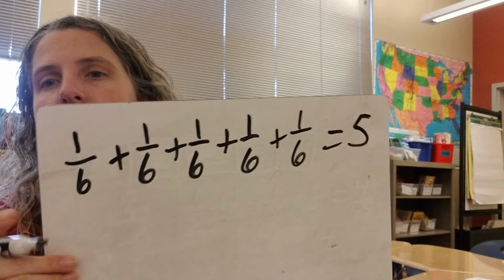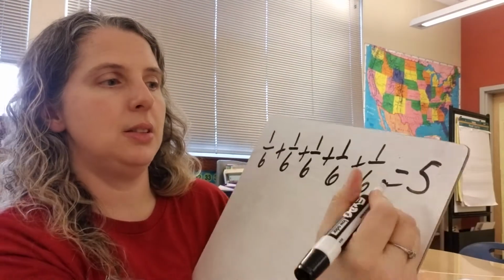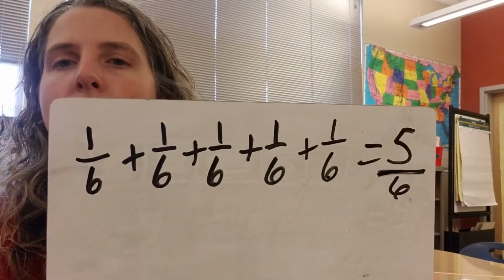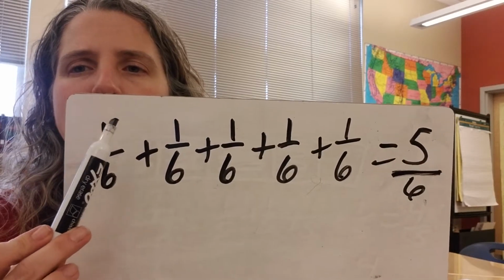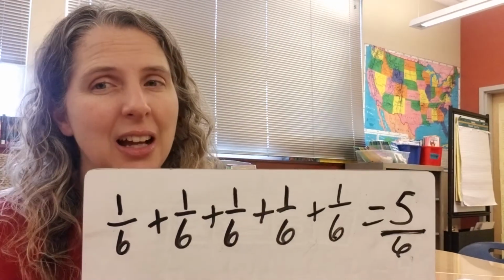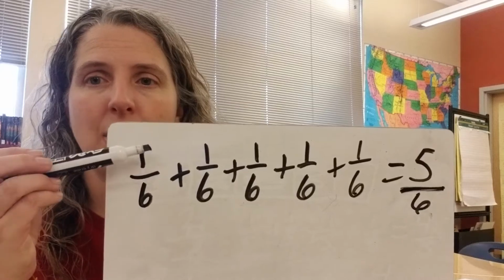There are how many boxes shaded? Should be 1, 2, 3, 4, 5 boxes shaded. So it looks like this. We said there are 5 of 1/6 that equals 5/6. All right. Well, you know from when you first learned multiplication that repeated addition can be changed into something easier. I don't have to write that over and over. I can multiply. How many 1/6 do I have?